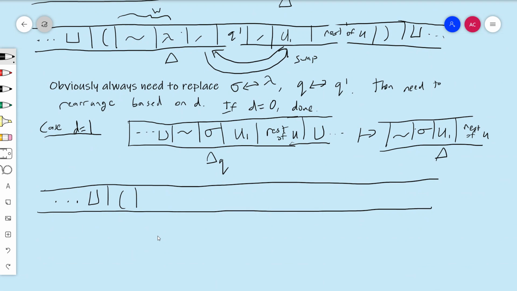So once I've done that, what I have is this. Lambda is still here, but now I have a U1, and then I have a Q prime, and then I have a comma, and then I have another comma, and then I have the rest of U.